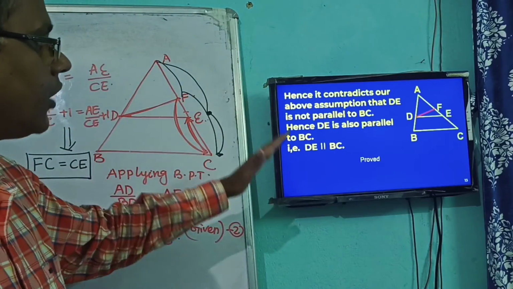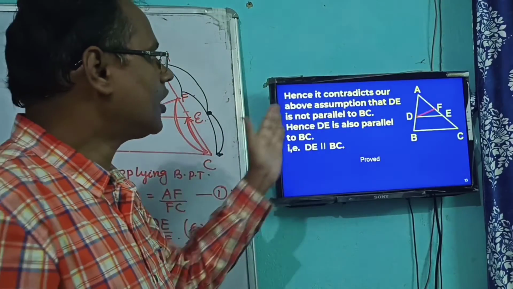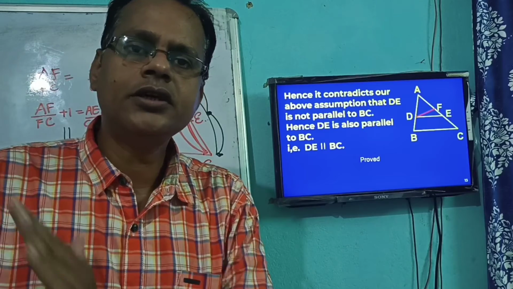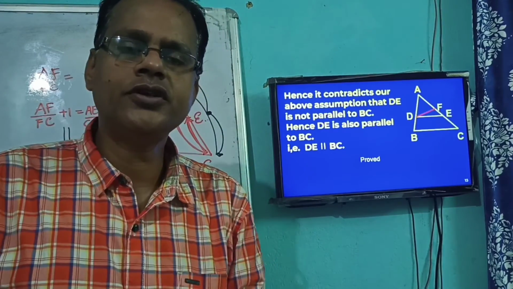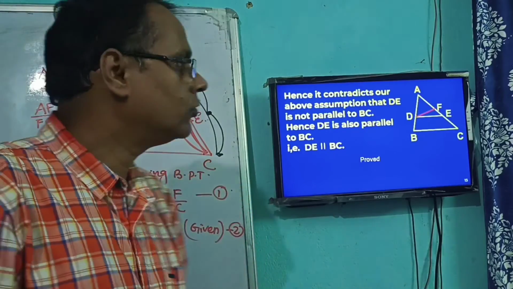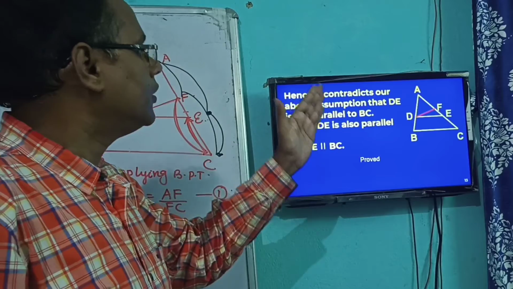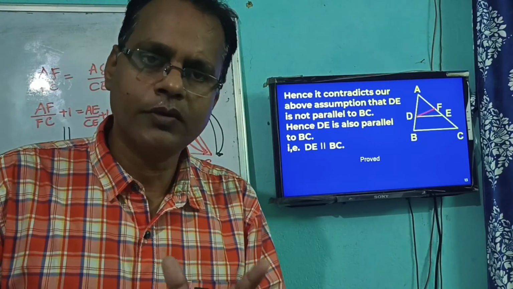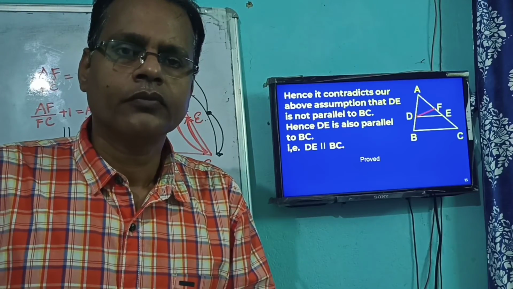Therefore, at last you write in the form of conclusion: hence it contradicts our above assumption that DE is not parallel to BC. We assumed that DE is not parallel to BC, but this is not true. Hence, DE is parallel to BC. So this is the proof of this theorem.